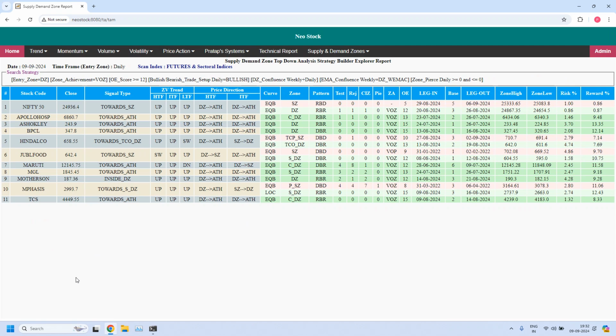All these 11 stocks are supporting bullish trade setup for monthly income trade, and daily and weekly zones are having a zone confluence, and also the weekly zone is having weekly EMA confluence. You can look into all the parameters in the search filter.